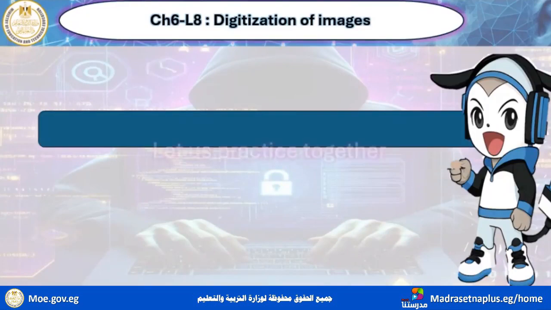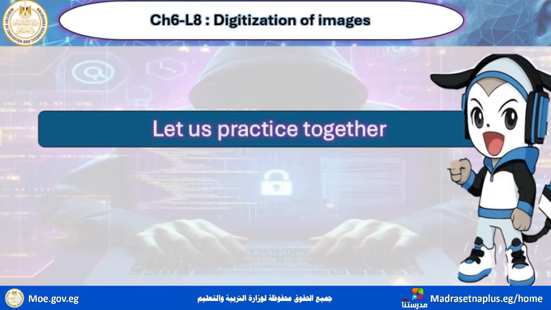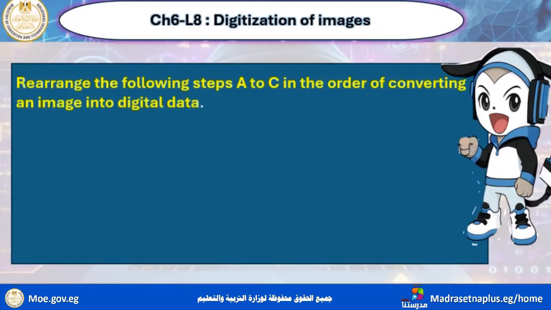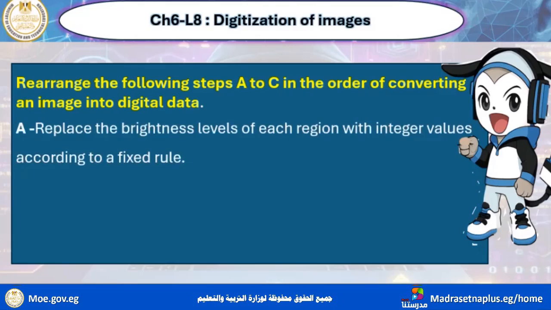Now it's time to practice. Let us practice together. Rearrange the following steps from A to C in order of converting an image into digital data. We have studied the main steps in the procedure of converting images to digital data. Let's see. Replace the brightness level of a region with an integer value according to a fixed rule.